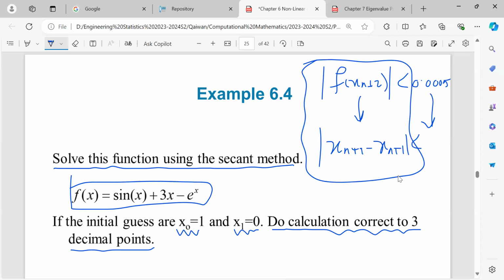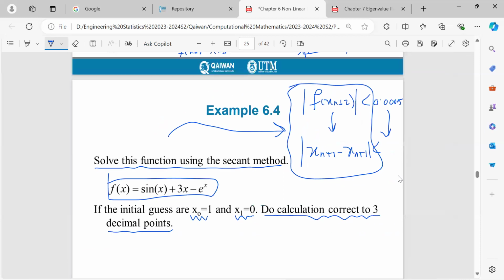The last value of x at which one of these two conditions is satisfied. Sometimes both are satisfied, sometimes only one of them is, so you should check both. If one of these is satisfied, we stop and choose the last value of x that you found. We say it is the approximate solution for the nonlinear equation.